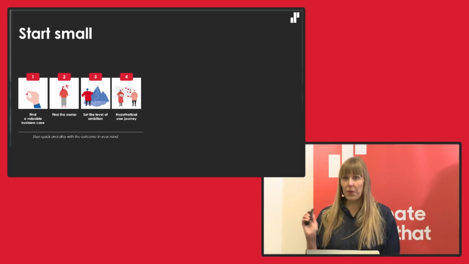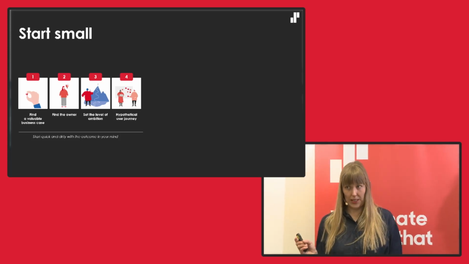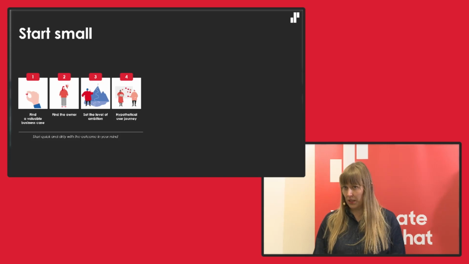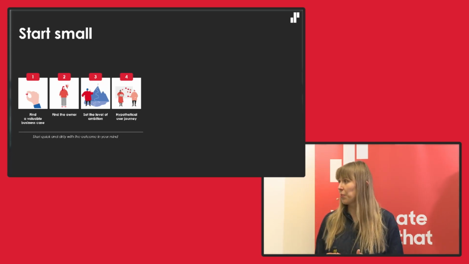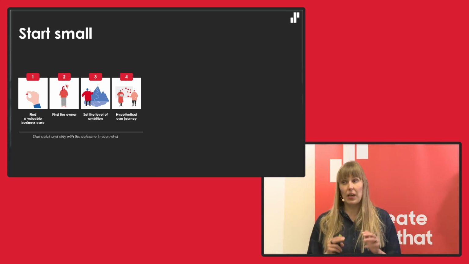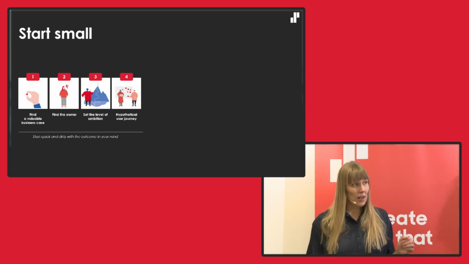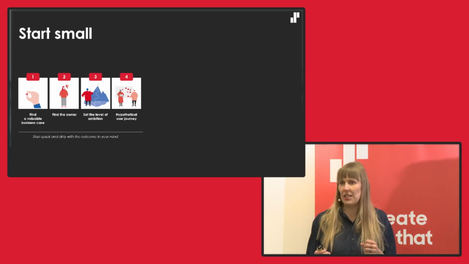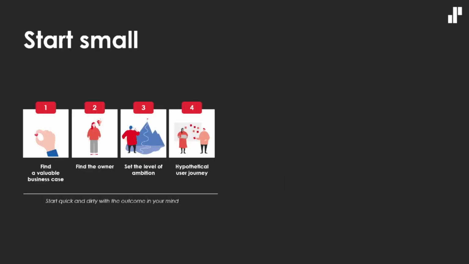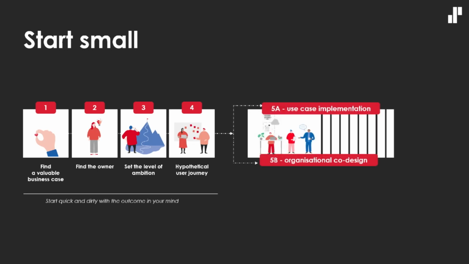So this is only the first part of the start small steps, right? Find a valuable business case or use case, find the owner, set the level of the ambitions, the goals and the metrics, how you actually prove that you went somewhere, and build a hypothetical user journey. And then we want to get some evidence. Sometimes we call them skeleton journeys, like it almost walks, but we want to prove what's there actually valuable and what's not. So you do parallel work in a way.